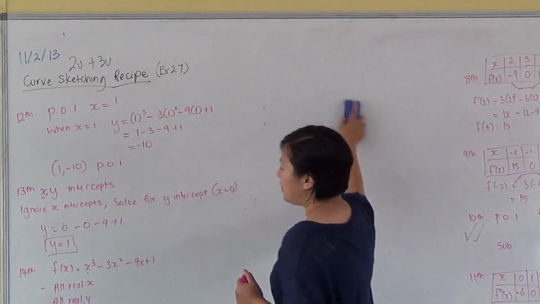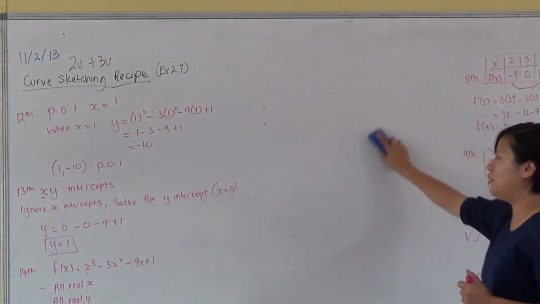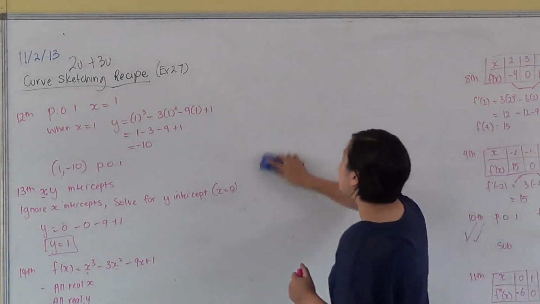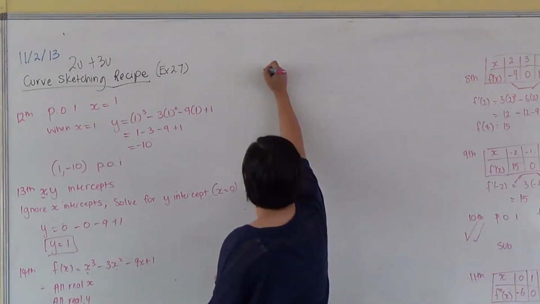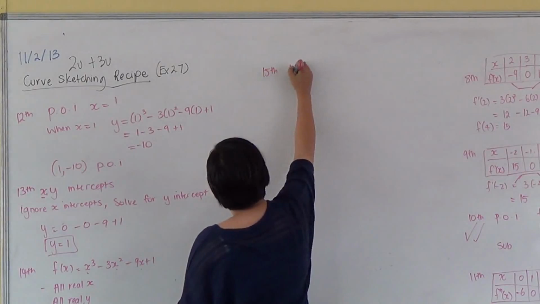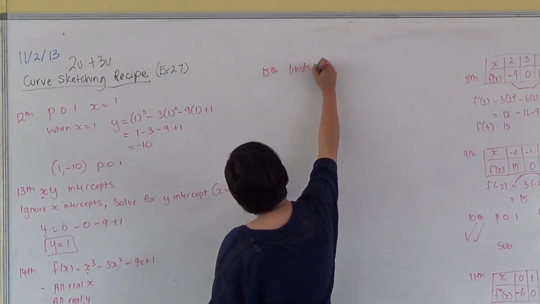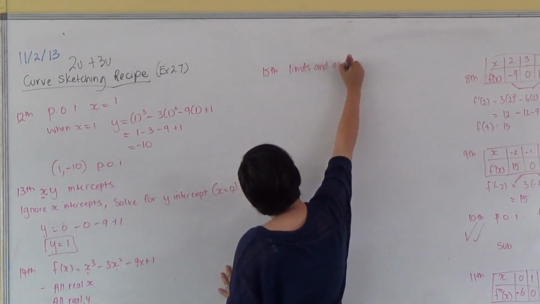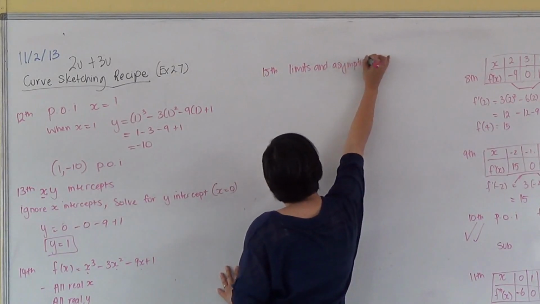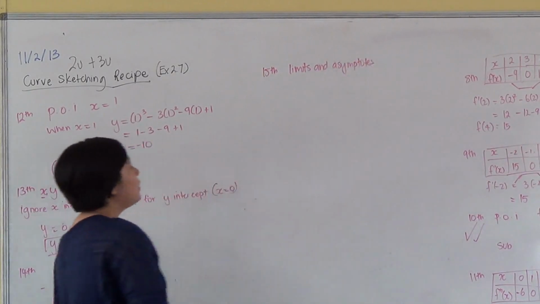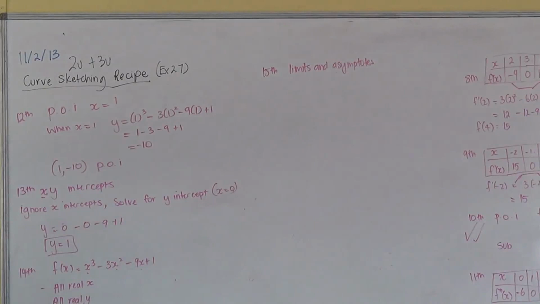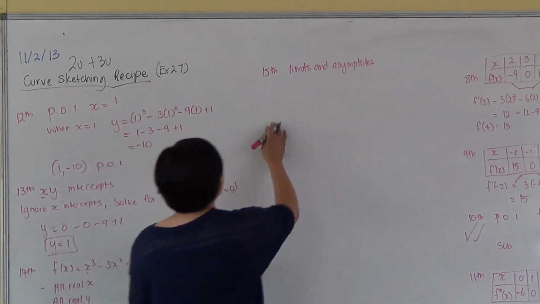So where are we up to? 15th line of working out. We are going to ignore limits and asymptotes because you have all real x's and all real y's, so there are no limits and asymptotes. There is no part of this graph where it's discontinuous. So the graph continues forever and ever.